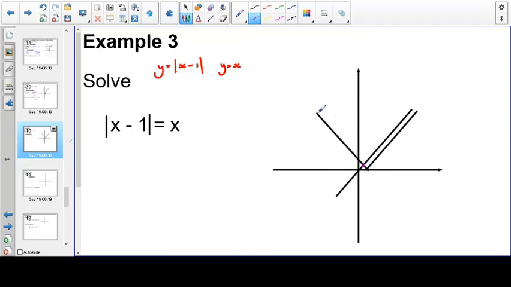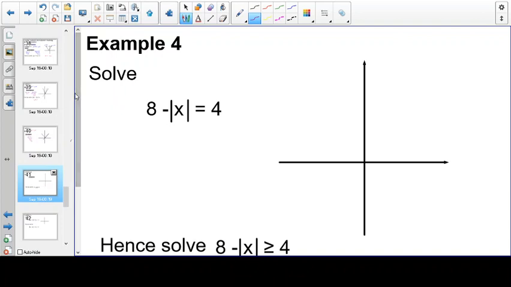And that is coming from the negative version of the modulus. So x minus 1 doesn't work, but negative x minus 1. So that's that line there. That's crossing y equals x. 2x equals 1, x equals a half. Okay, so just one solution in that case.